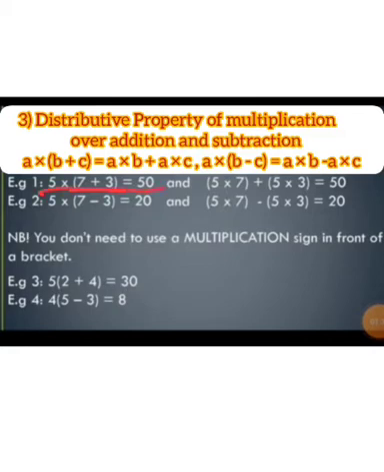Now, on the other side, the expression is 5 multiply 7 plus 5 multiply 3. 5 multiply 7 is 35 and 5 multiply 3 is 15. On adding 35 and 15, we get 50. Thus, we get the same result on both sides.